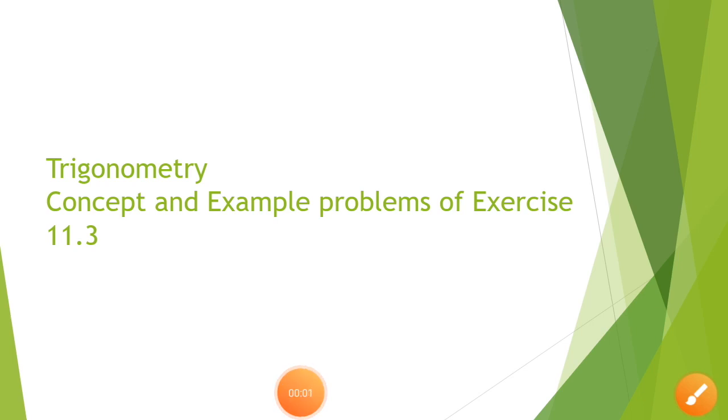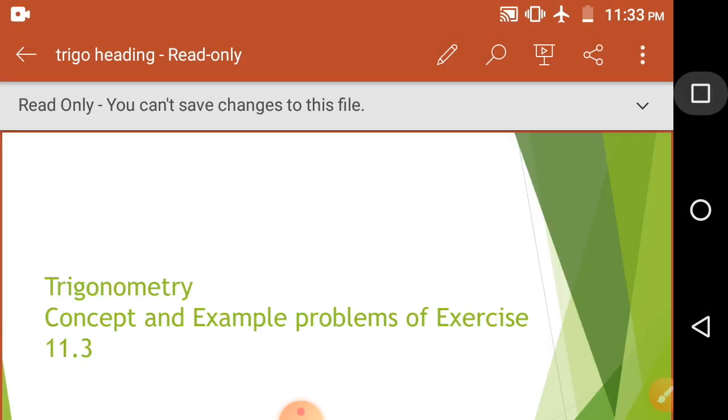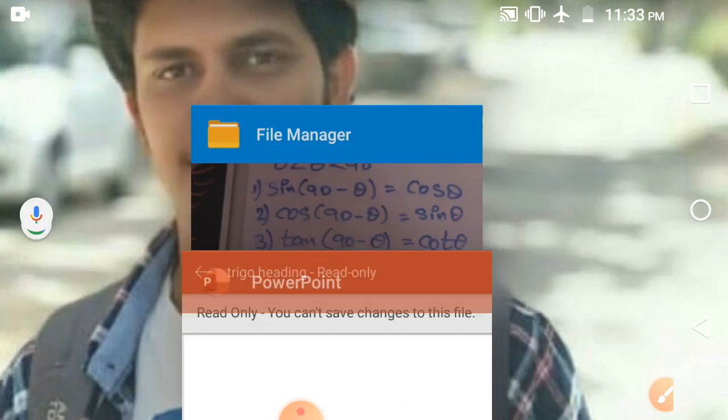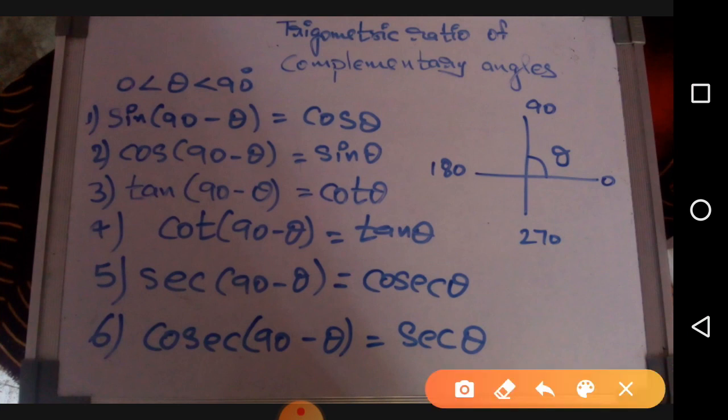Hello everyone. In this lecture, we'll cover the concepts and example problems of exercise 11.3. So let's move forward and discuss what they are. So far, you have gone through the trigonometric ratios, then the angles, and now comes complementary angles. Let's understand what actually it is.